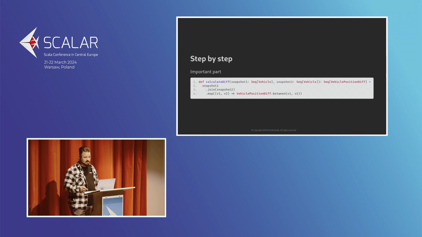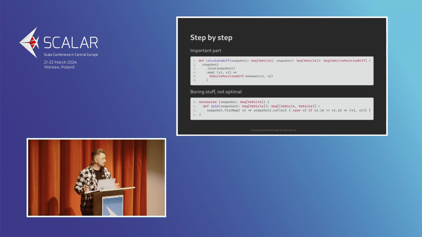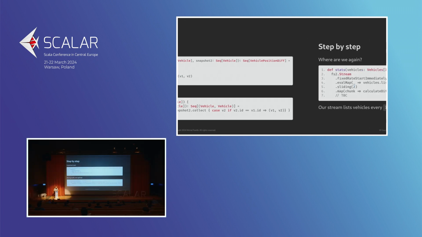And as bad as it seems, it's just this. So we have one snapshot, you join it, whatever that means, with the other, and then call this between distance. So it sounds easy, but the join is something that I had to implement myself. It's non-optimal, so don't judge me. It just goes over the first collection, then tries to collect matching by ID, and that's all. Nothing sophisticated. You could make it faster, but that's your homework.